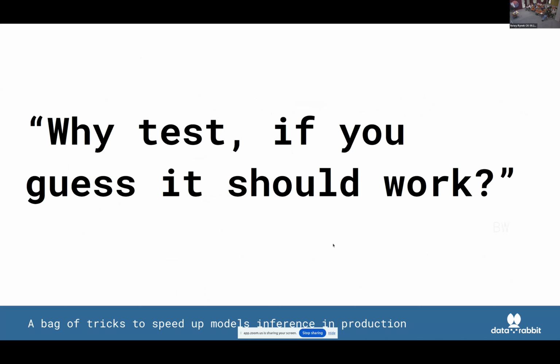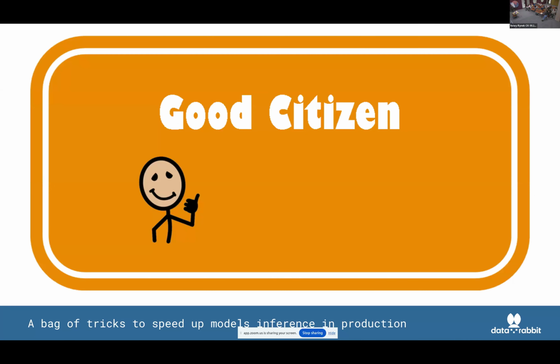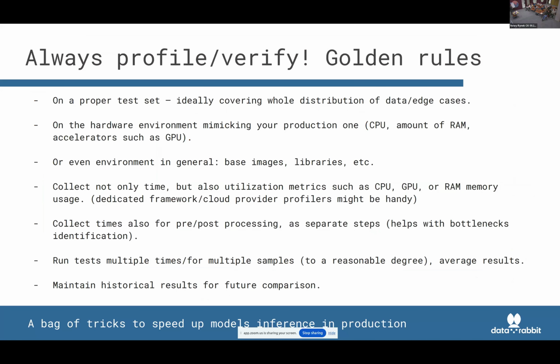Last question, the last stop. Why test if you guess, or think, that it should work? Simply, to be a good citizen, you always need to evaluate whatever optimization you are performing. You need to have those results so that you can get back to them, report them, and see if things are improving. Just as in changing models in data science, you should maintain the same framework here.